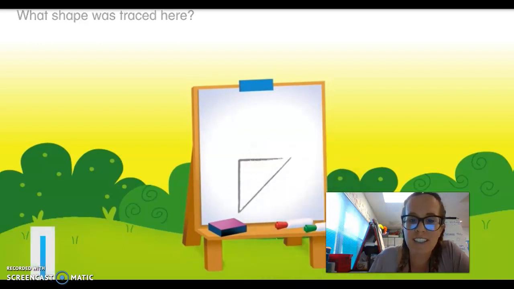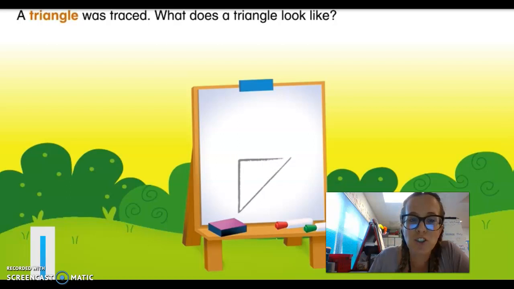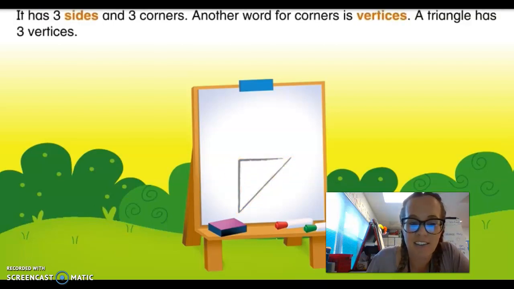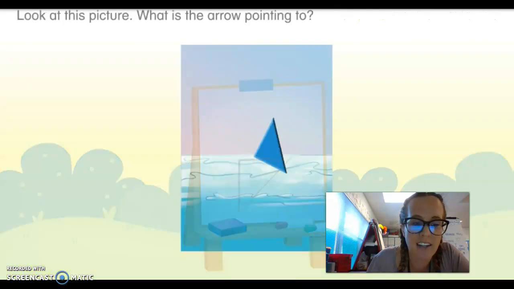What shape is traced here? A triangle was traced. What does a triangle look like? I noticed I could count how many sides it has. All of the lines are straight lines, unlike our circle where it was round. Let's count how many sides. 1, 2, 3. A triangle has 3 sides.